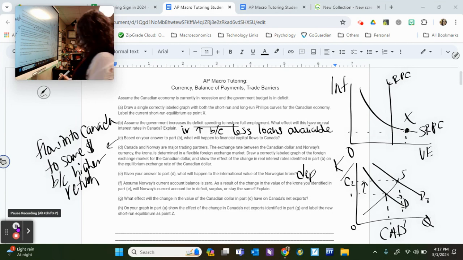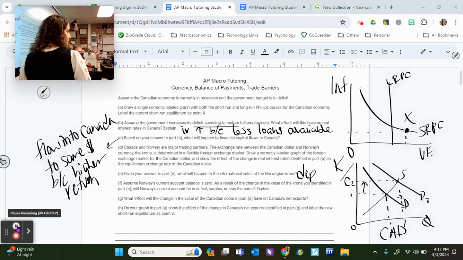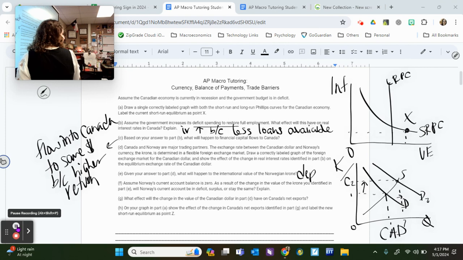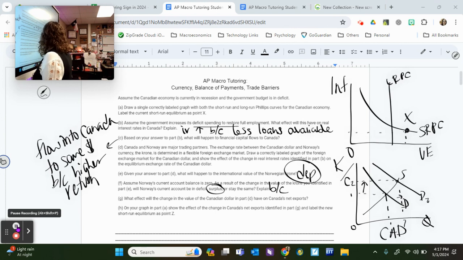Could we explain it as because their financial account went down? No, the financial account would have gone in surplus because we're saying this is in deficit. So I could say financial account goes down for Norway, which would lead to the current account going up, but it's saying as a result of this part, the depreciation. Because net exports are increasing because it's relatively cheaper.